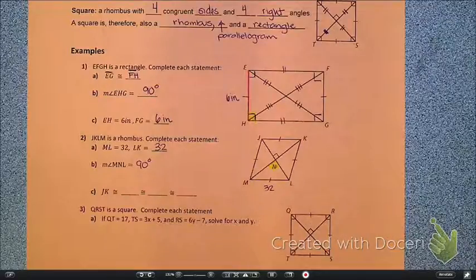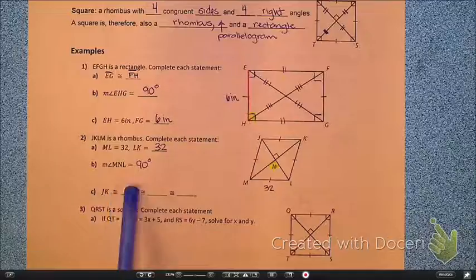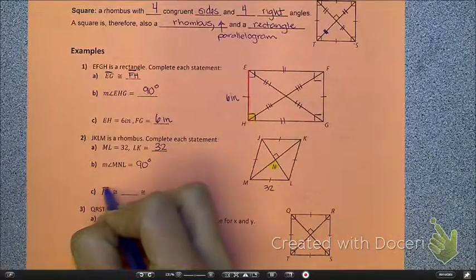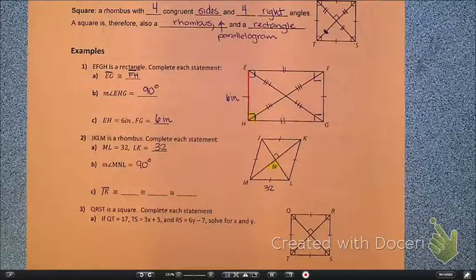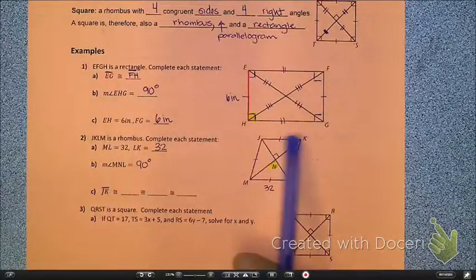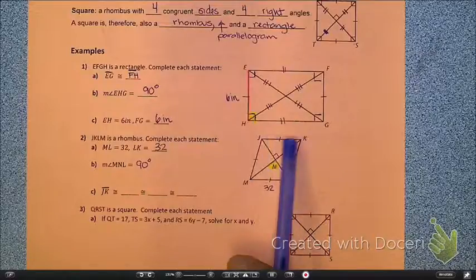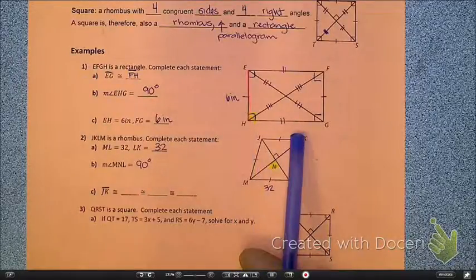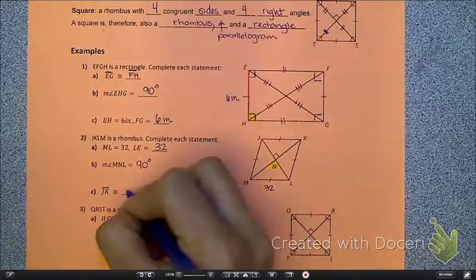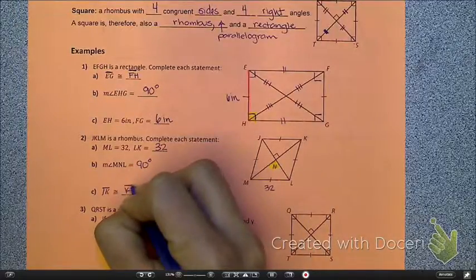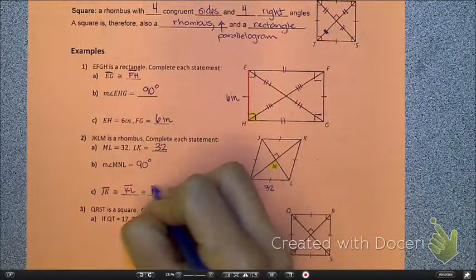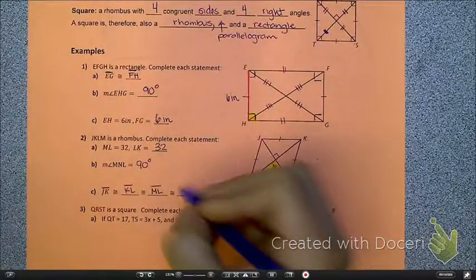All right, and then last, it says segment JK is congruent to blank, blank, and blank. I think there's another typo here. This is supposed to have a segment line above it. But if we're looking for what JK is going to be congruent to, segment JK, it's congruent to all the other sides because JK is a side. So it's also congruent to segment KL, which is this side here. It's congruent to segment ML, and it's also congruent to segment JM.